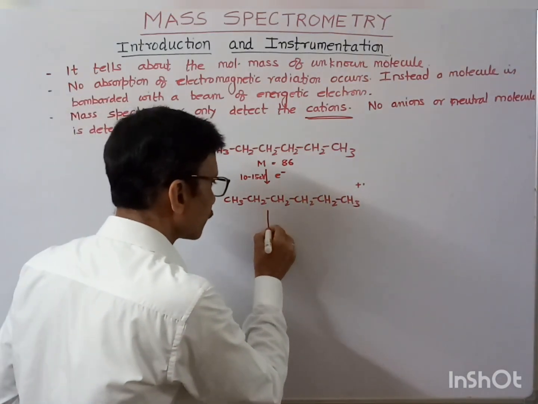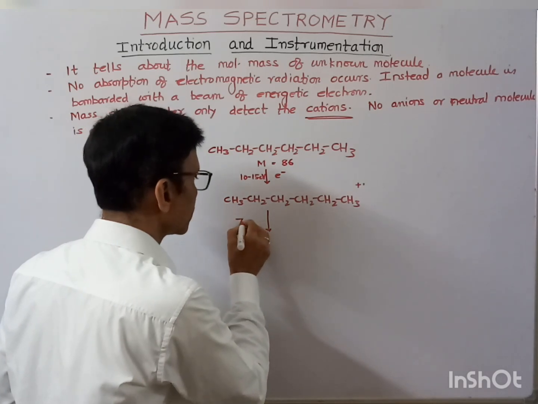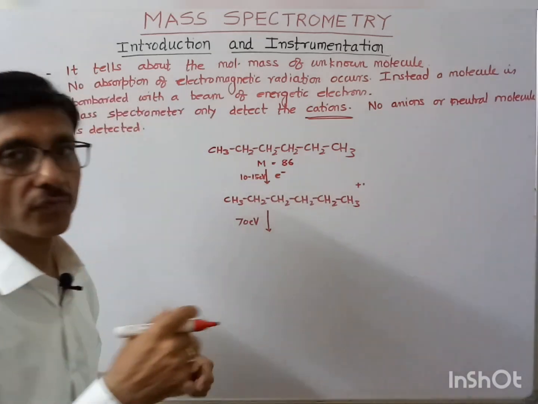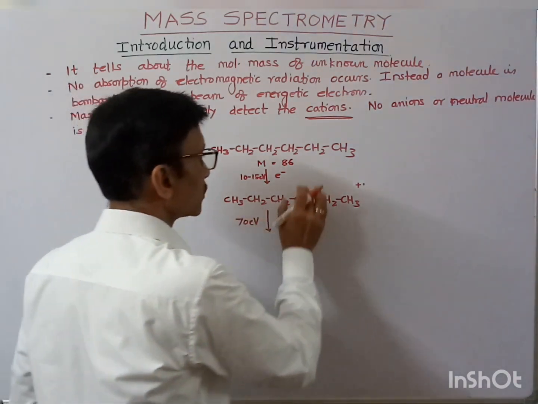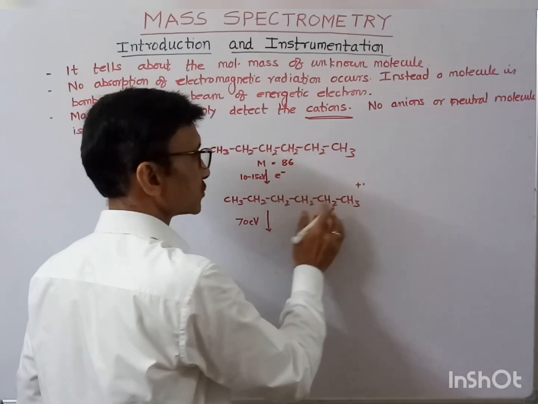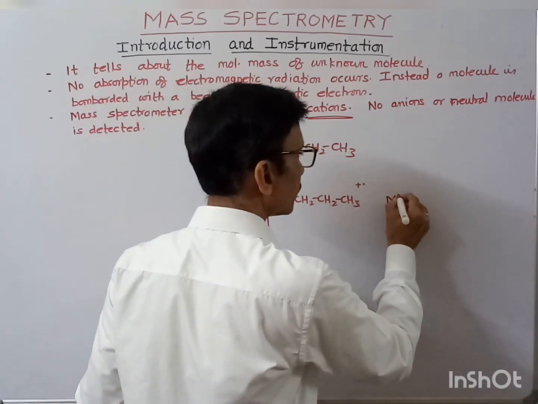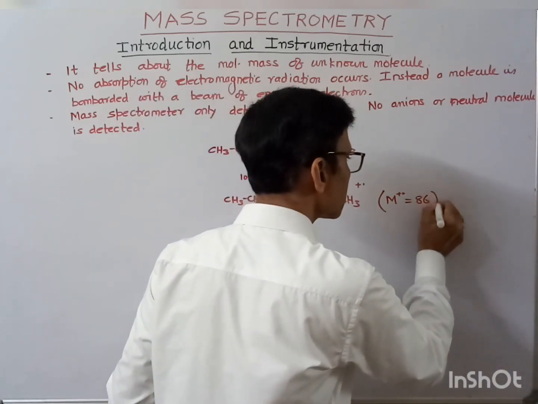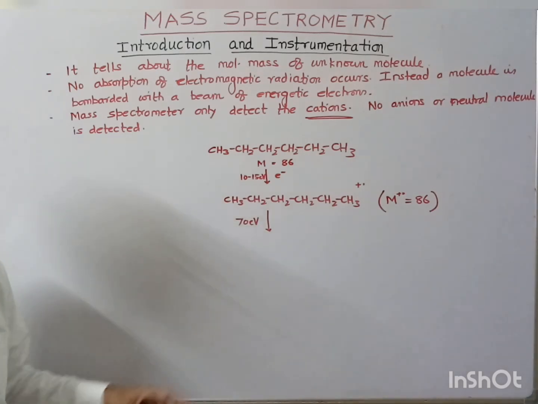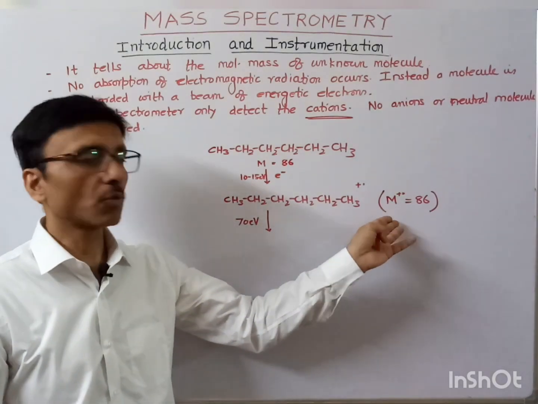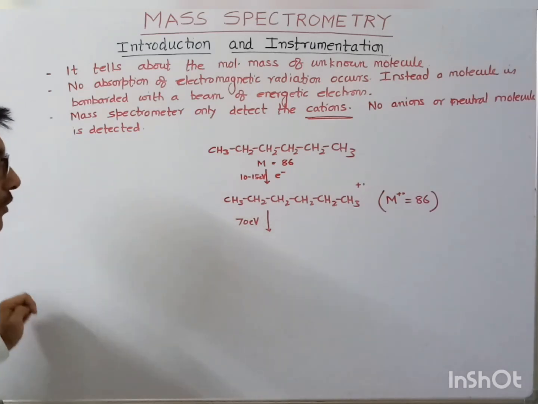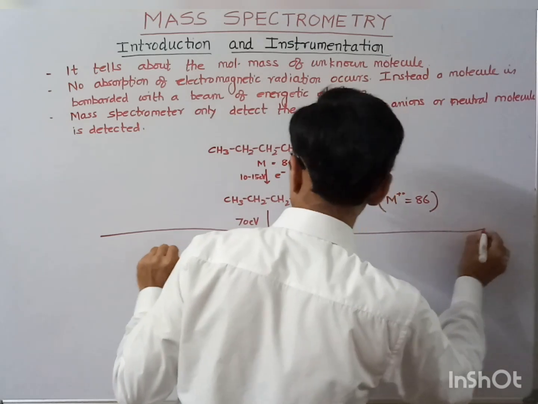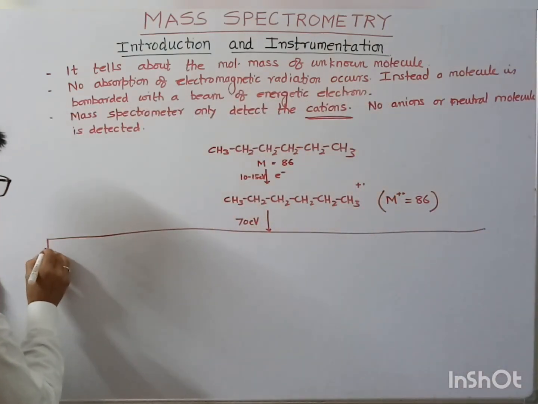Now it further undergoes fragmentation at 70 electron volt. At 70 electron volt it will undergo various fragmentation. This is our molecular ion or parent ion, whose molecular mass remains the same as that of the neutral molecule, because after removing one electron the molecular mass will not change. Now this would be converted into various fragments.